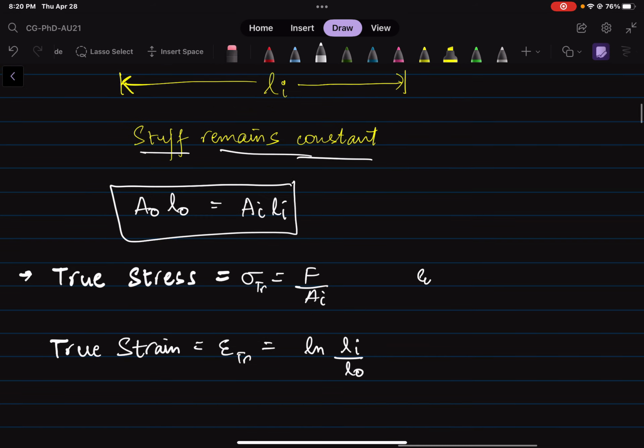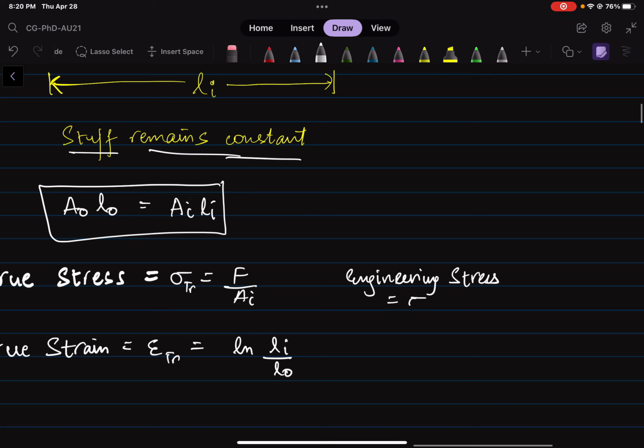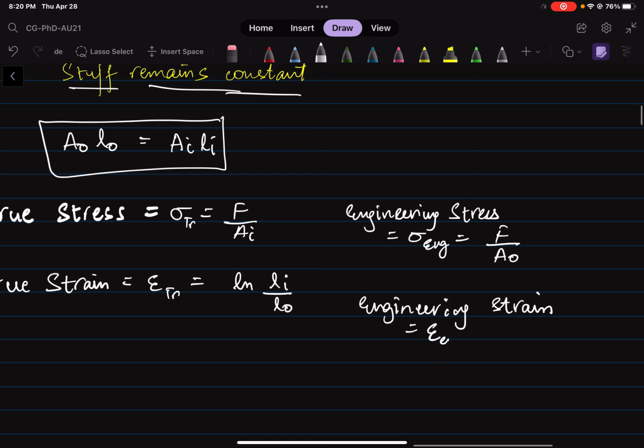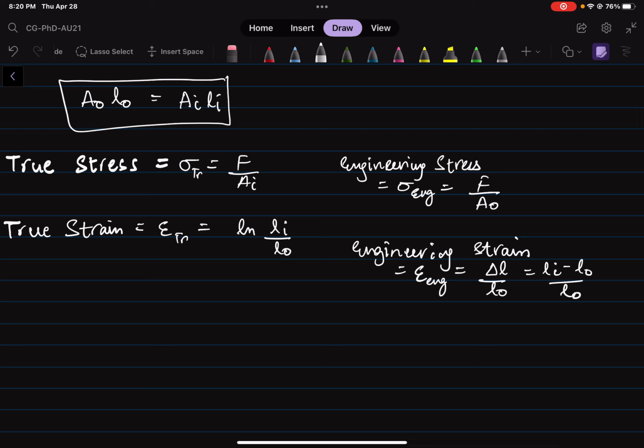On the other side, you have your engineering stress, which can again be represented as sigma E, sigma engineering, given by force divided by the initial cross-sectional area. And then similarly, you could have engineering strain, epsilon engineering, can be written as delta L over L naught, or basically Li minus L naught over L naught, right? So always keep these two distinct definitions in your mind.